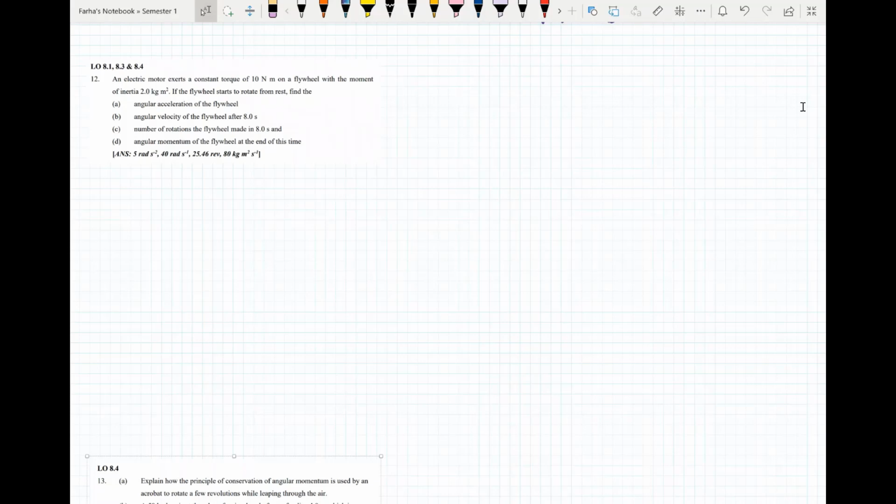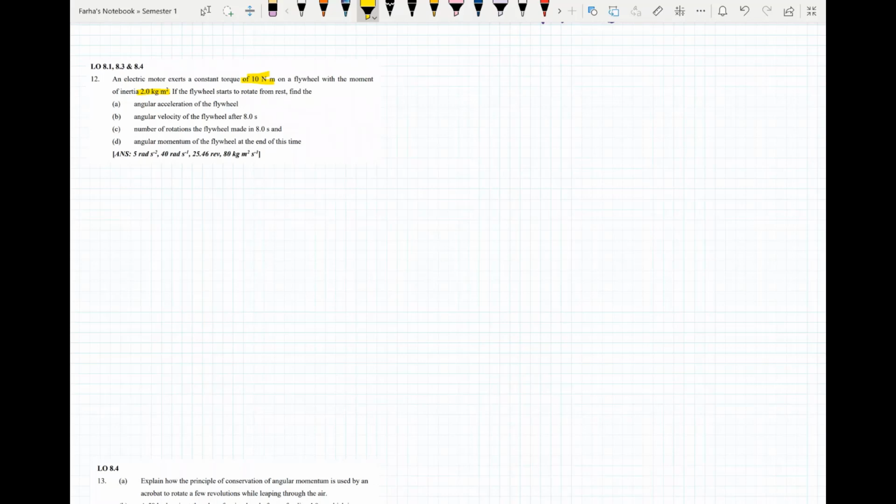Okay, now we proceed with question number 12 from the tutorial question. Actually, question number 12 involves 8.1, 8.3 and 8.4. The question: an electric motor exerts a constant torque of 10 Newton meter, with a moment of inertia of 2 kg meter square. If the flywheel starts to rotate from rest, find the angular acceleration of the flywheel.